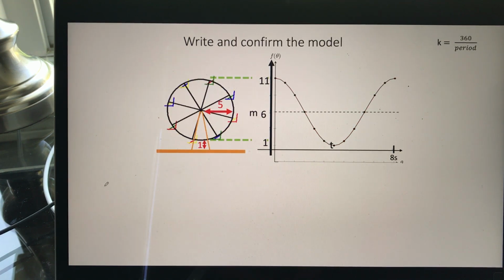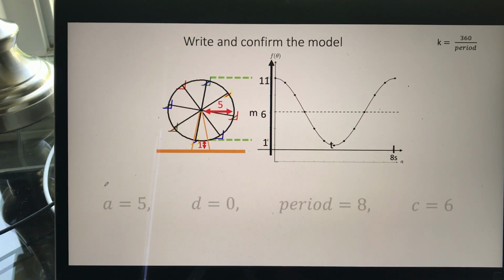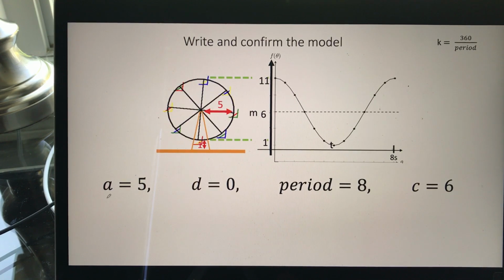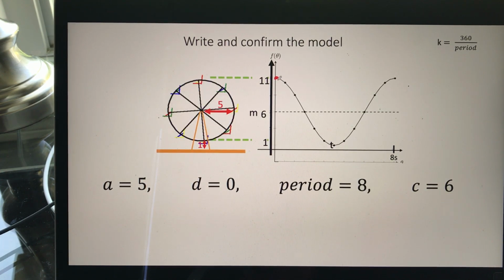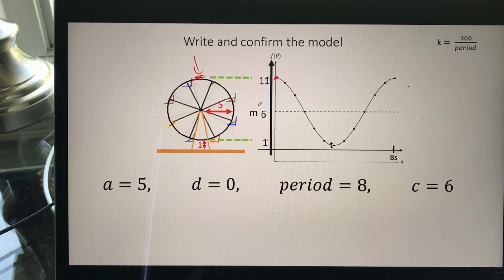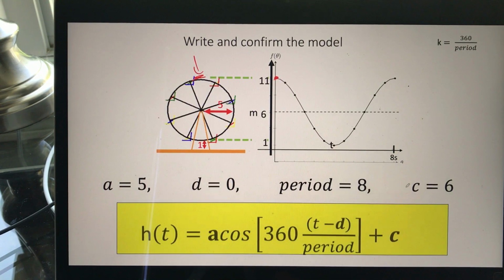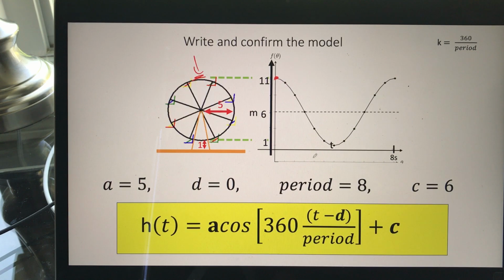If I'm going to write a model for this, which I can, I know my A is 5, my amplitude, my vertical stretch. There is no displacement. I'm going to use a cosine model, and that's why we chose to hop on at the top, because cosine starts at a peak. So suppose I could hop on at the top here. Cosine starts at a peak, so there's no need for a vertical or horizontal shift. The period I know is 8, and the vertical displacement is 6. So this is what the function, the model, is going to look like.